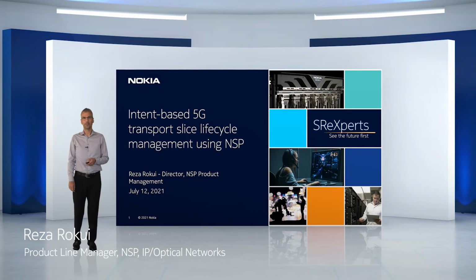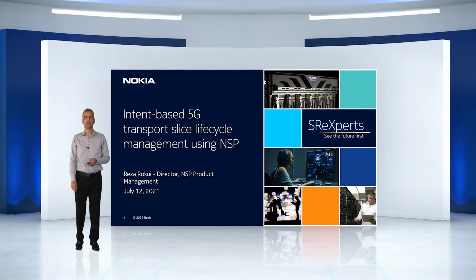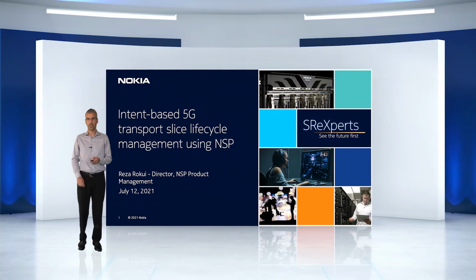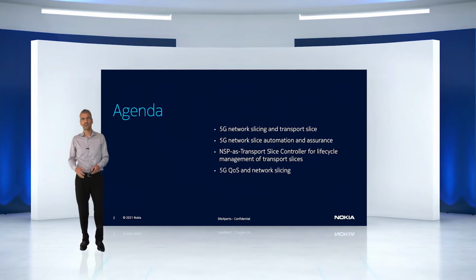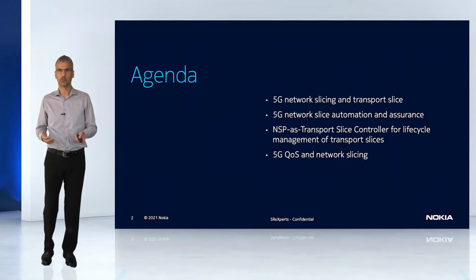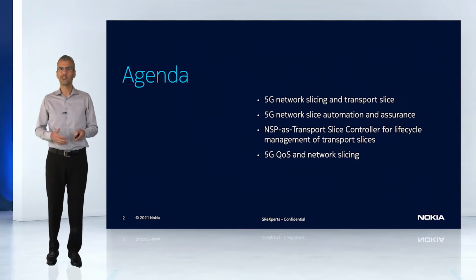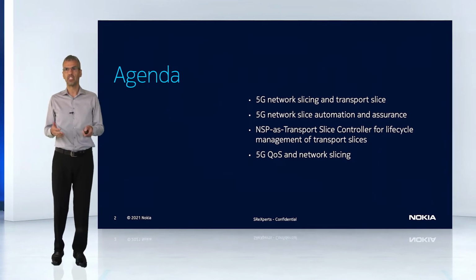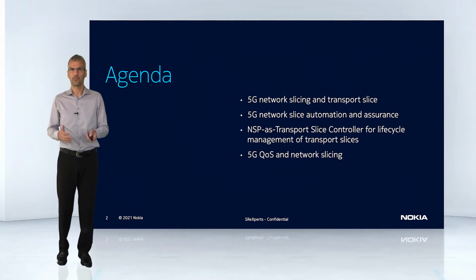Today's talk is about intent-based 5G transverse slicing lifecycle management using an SDN controller product from Nokia. To this end, we start with some terminology. The terms that we use during this presentation, in specific network slicing and transverse slicing. What are those exactly? After that, we go through the automation and assurance for the end-to-end network slicing, the process that needs to be done. We go through the role of the Network Services Platform, which is the SDN controller from Nokia, as a transverse slice controller for lifecycle management. And last but not least, we finish with QoS and network slicing, the differences and similarities between them.